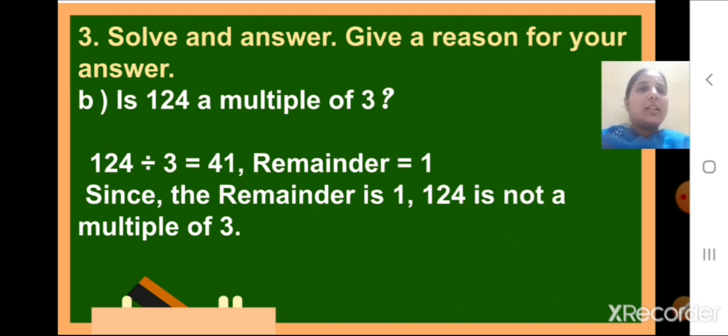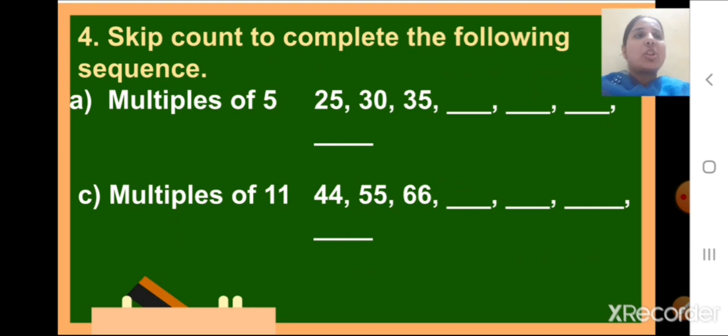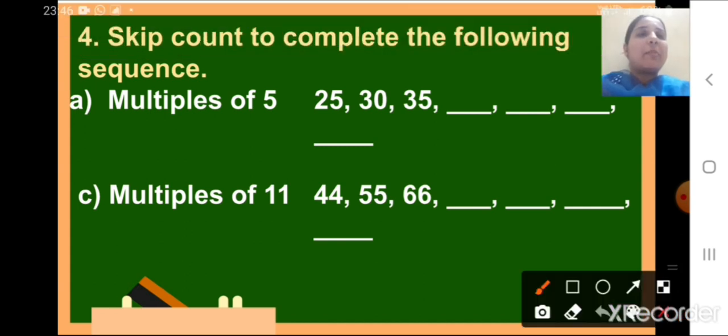Okay, then now let's move to question number 4. Skip count to complete the following sequence. So question number A is multiples of 5. You can see here the fifth multiple of 5. So 5 5s are 25. Then the sixth multiple of 5 is written here. 5 6s are 30. Then the seventh multiple of 5 has been written. 5 7s are 35. So what will be the next number here? What will be the next multiple of 5 here? This is the fifth multiple.